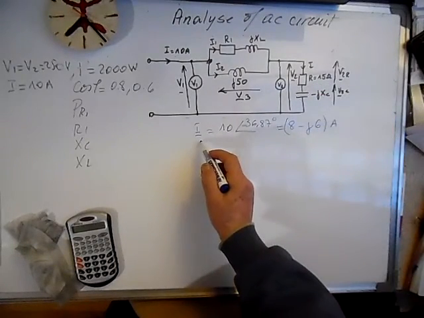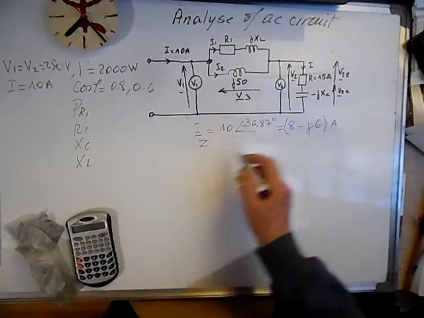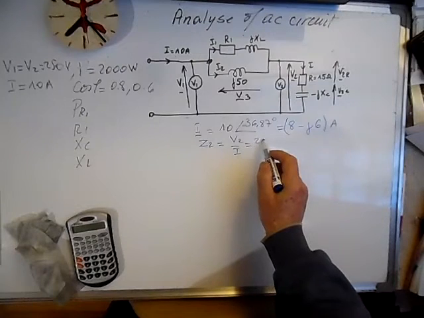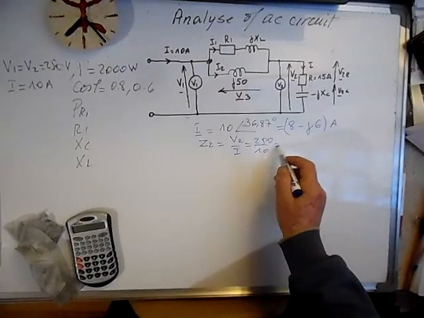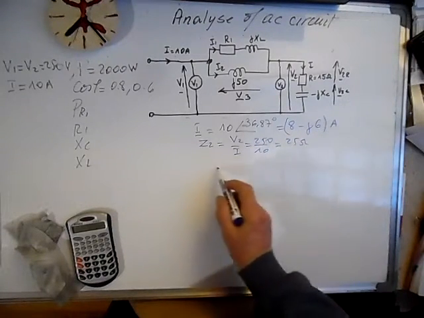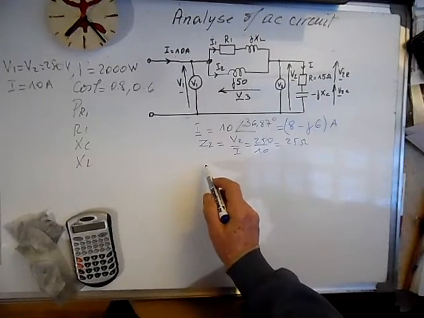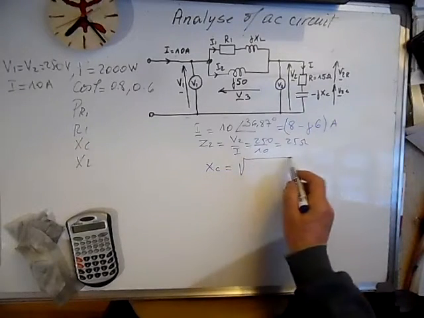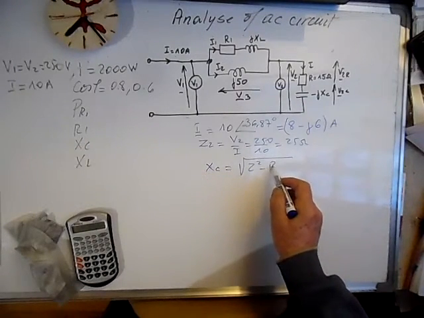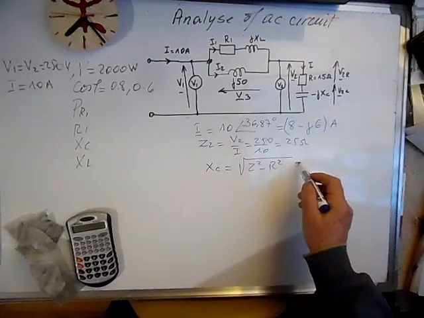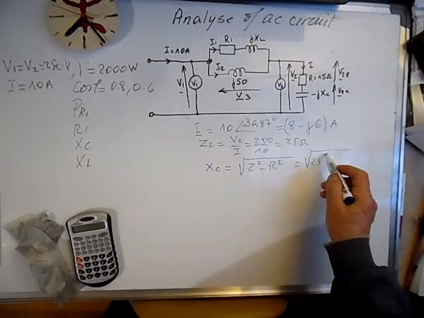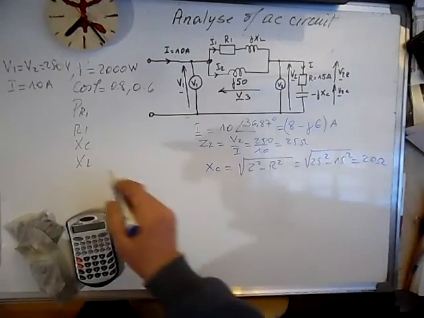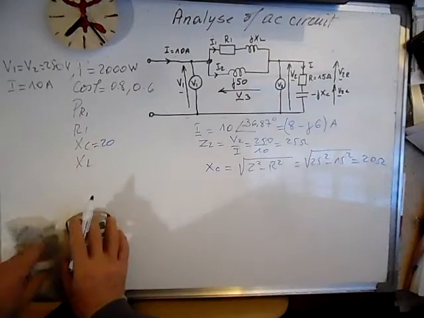Now we can go this way, because we know the current and we know the voltage. We can calculate Z2. Z2 is equal to V2 over I. It's 250 divided by 10, which is 25 ohms. We can calculate XC, which is equal to the square root of Z2 squared minus R squared. R is 15. This is 25 squared minus 15 squared, and this is 20 ohms. So we write here 20 ohms.